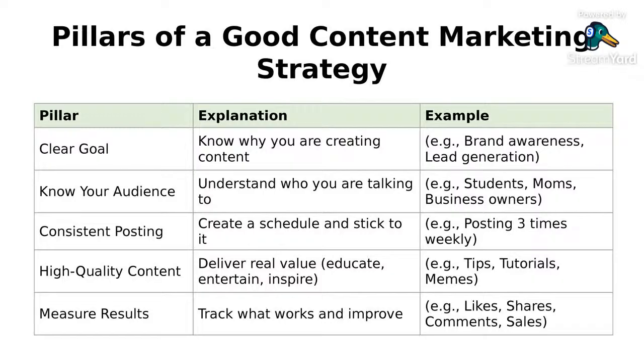Now, what are the pillars of a good content marketing? Number one, every content marketing should have a clear goal. Number two, you should know your audience. Number three, you need to post consistently. Number four, you need high quality content. Number five, you need to measure your results.